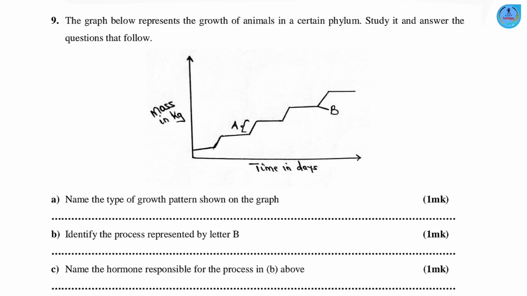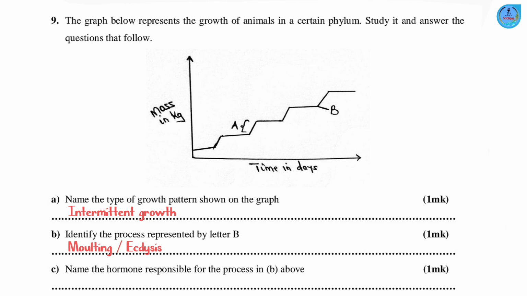Moving on to question number 9. The graph below represents the growth of animals in a certain phylum. Study it and answer the questions that follow. Part A. Name the type of growth pattern shown on the graph. Okay. So this type of growth is known as intermittent growth. Part B. Identify the process represented by letter B. Letter B represents molting, also known as ecdysis.